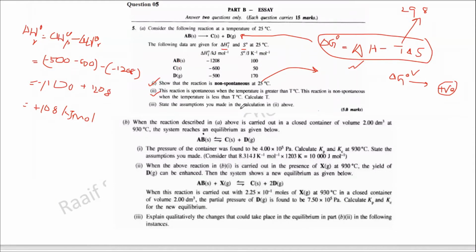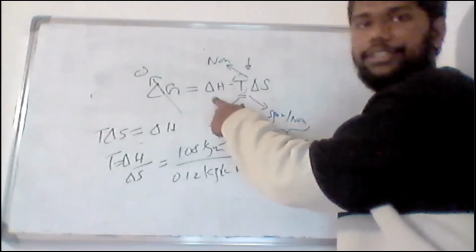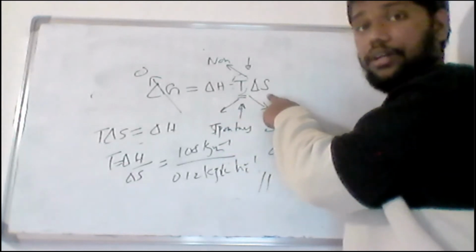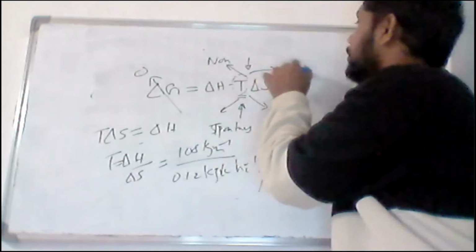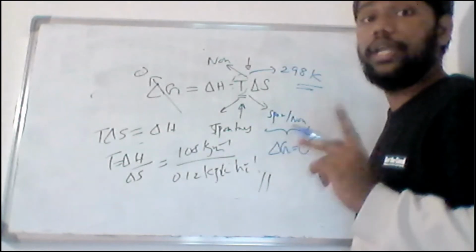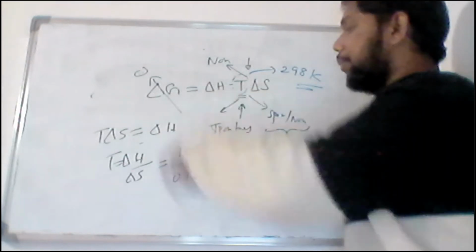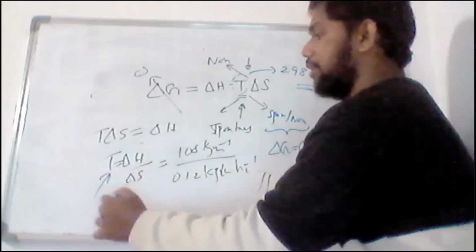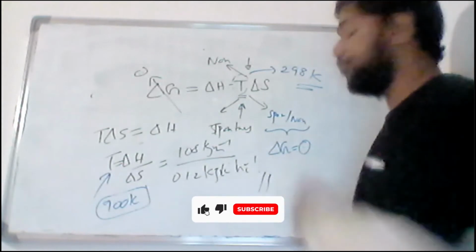So what are the assumptions? This is important to understand. The first assumption is, think about this, that delta H and delta S were calculated before at temperature 298 Kelvin. Okay, these were calculated at 298 Kelvin. But don't forget, when we apply this equation and find the temperature here, it was 900 Kelvin, where delta G should be almost 0.